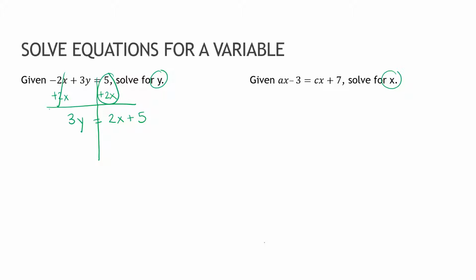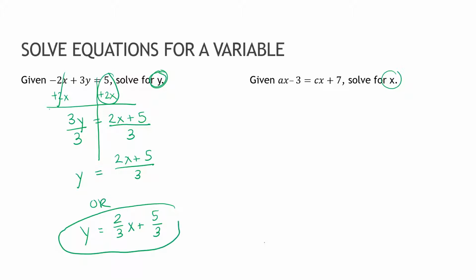So now I'm close, but I want to solve for 1y, so I have to divide by 3. So I can divide the whole side by 3 and say that y is equal to 2x plus 5 over 3. Or I could say y is equal to 2/3 x plus 5/3. So it doesn't really matter too much to me which way you do it. Eventually, when we're graphing, you're going to want to write it like this, so it might be a good idea to go ahead and get used to writing it like that.